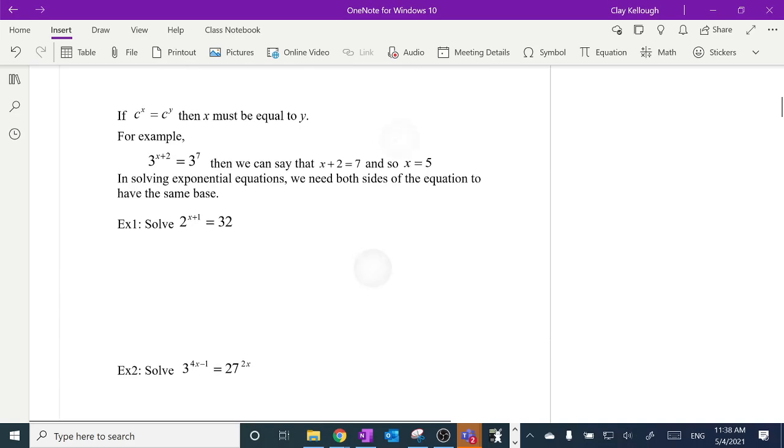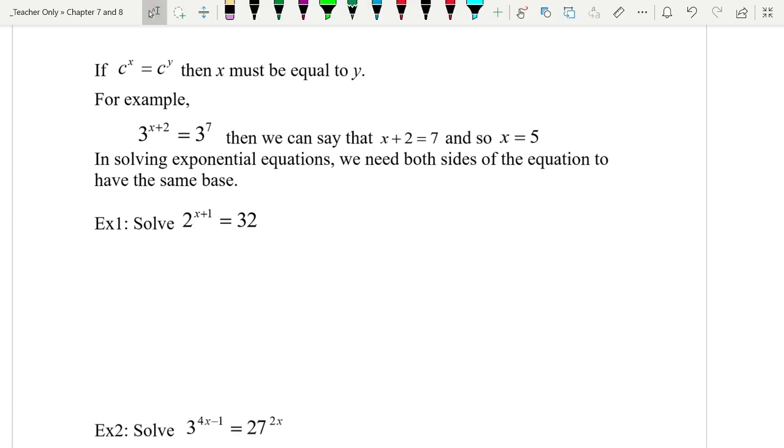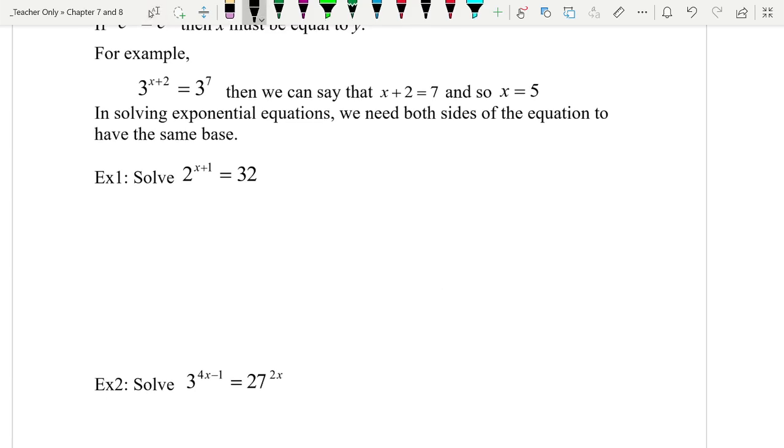Some other things about exponents that should not be news to you. Let me make the screen bigger here. There we go. If c to the x equals c to the y, then x must equal y. For example, if I have 3 to the power of x plus 2 equals 3 to the power of 7, then I know x plus 2 must equal 7, so x must equal 5. So let's solve an equation like that. I have 2 to the x plus 1 equals 32. I'm solving for x. I'm going to say that 32 is 2 to the 5, because I know that from my memorized chart on the last page. And then I can say that x plus 1 equals 5, and then x is equal to 4.